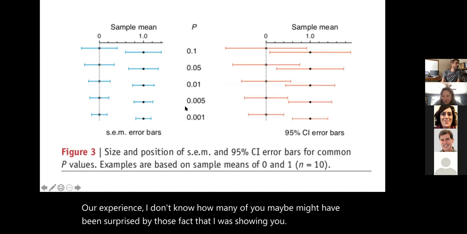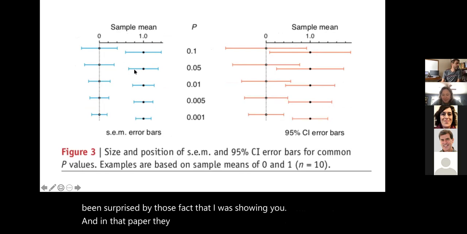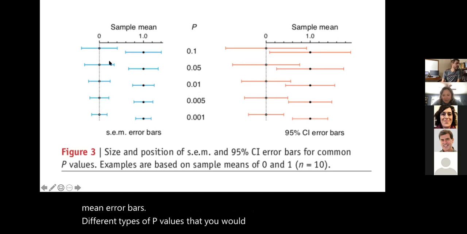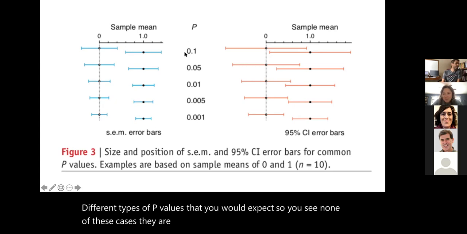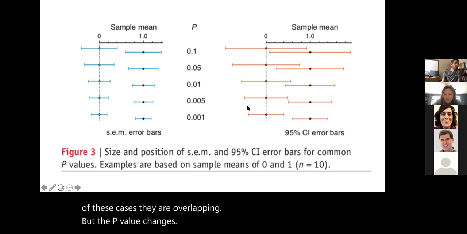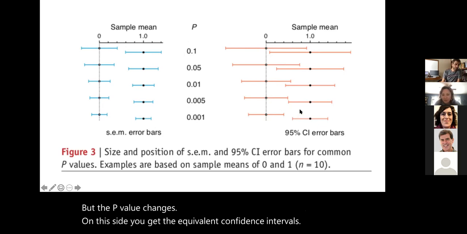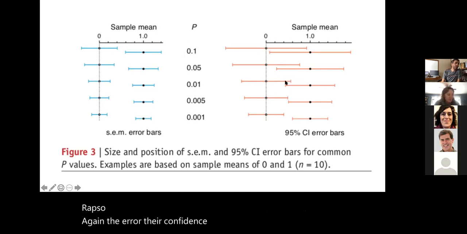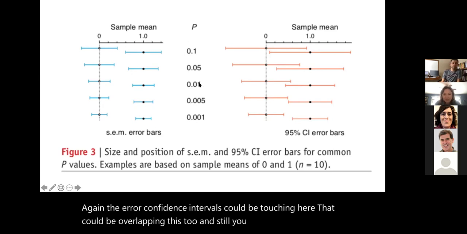And in that paper, they show different types of p-values that you would expect for different standard error of the mean error bars. You see in none of these cases they're overlapping, but the p-value changes. On this side, you get the equivalent confidence intervals, right? Again, the confidence intervals could be touching here, or overlapping for these two, and still you would have a p-value of 0.01.